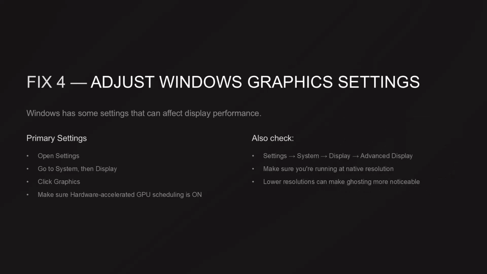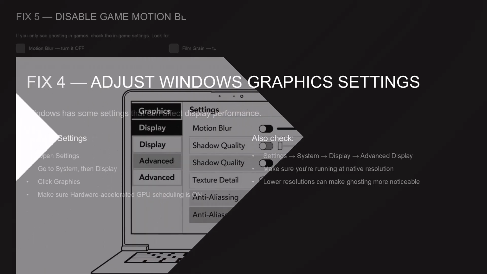Fix 4. Adjust Windows graphics settings. Windows has some settings that can affect display performance. Open Settings. Go to System, then Display, click Graphics. Make sure hardware accelerated GPU scheduling is on. Also check Settings, System, Display, Advanced Display. Make sure you're running at native resolution. Lower resolutions can make ghosting more noticeable.